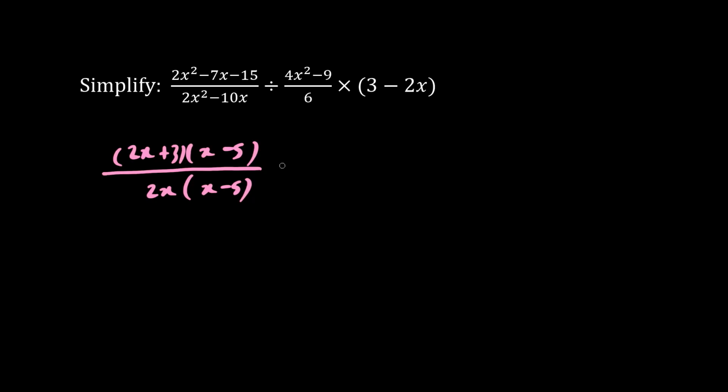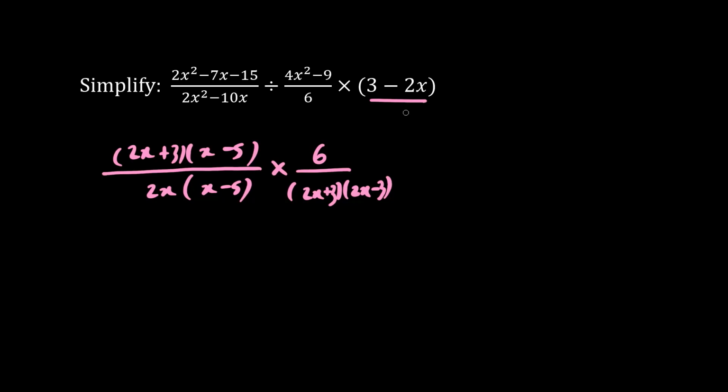And let's change this division symbol to multiplication and flip the top and bottom. The 6 in the denominator now goes on the numerator, and this here on the top goes on the bottom. And it also factors to be 2x times 2x plus minus 3. We use difference of squares. And this here is on the numerator.